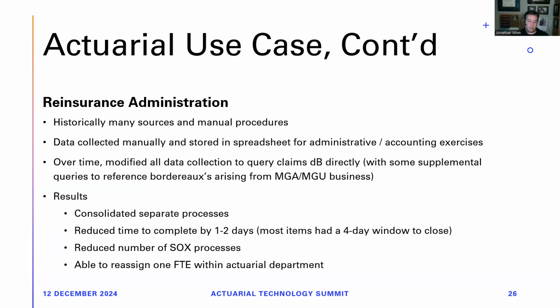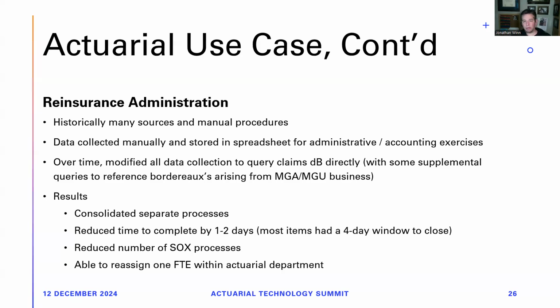On the other end of the spectrum, we also had some reinsurance administration duties, and historically that involved lots of manual preparation of data, taking it off the claim server, maybe running it through a couple of spreadsheets, with a lot of manual intervention, copying and pasting that data for different administrative billing and then accounting exercises. At the end of the day, all of that data had started with that SQL database. So what we did was modify all of the data collection processes to query the claims database directly.